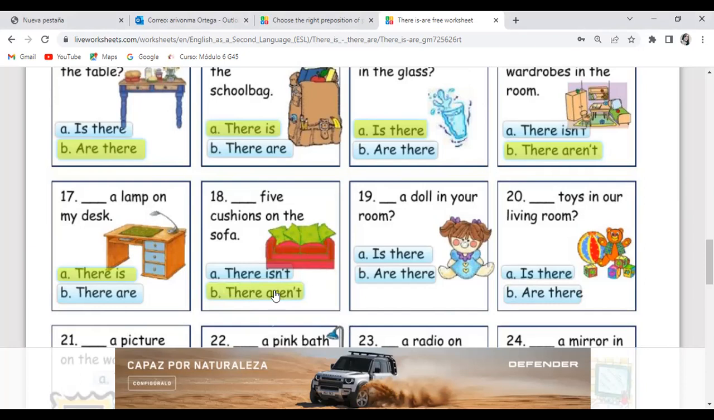What about number 19? A doll in your room? So we are asking. Anybody? Yes, Catalina. All right. Is there a doll in your room? Excellent. What about number 20? Toys in our living room. Are there toys in our living room or is there toys in our living room? Are there? Yes, very good.